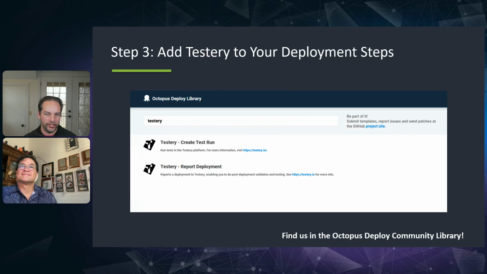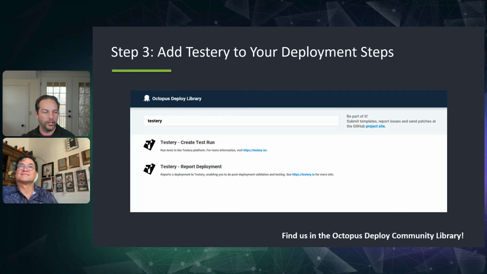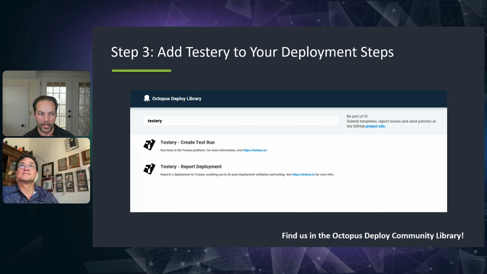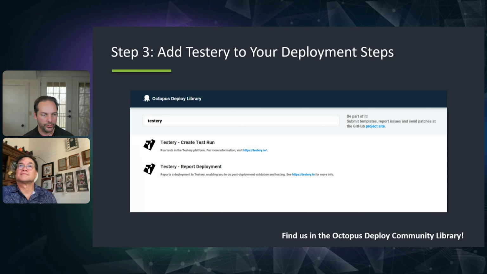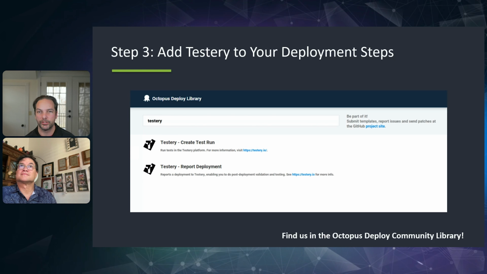So let's say your tests live in one project, like a web project, but anytime the API is deployed, you want to automatically kick off your web tests. That's an easy way you can do that. Anytime Octopus deploys your API, now all of a sudden Testery is running your web tests to make sure that everything's working from an end-to-end perspective.